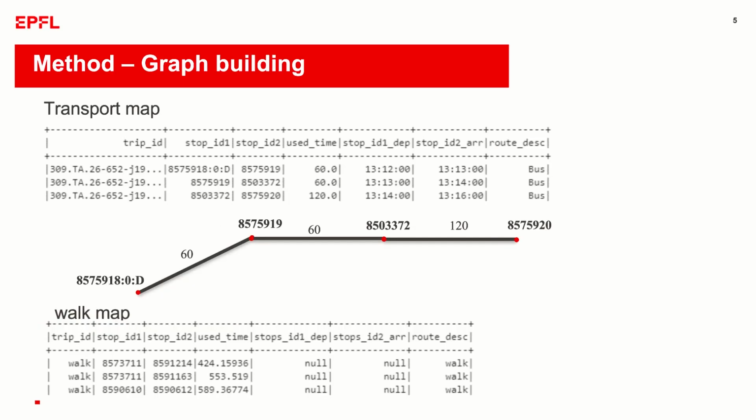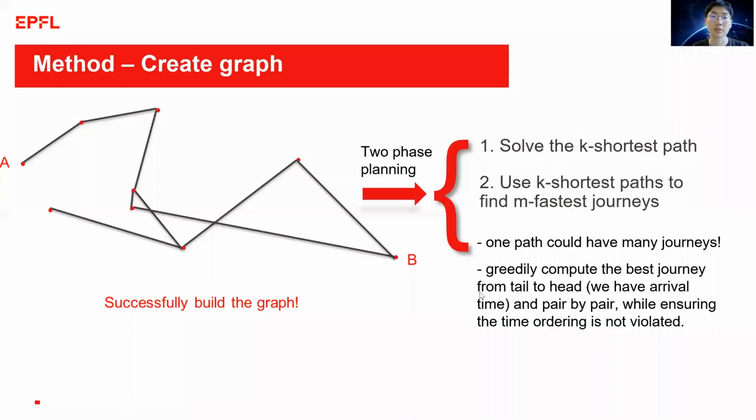The graph has the stops as its nodes and the connections between stops as its edges. The edges contain the time it takes to travel between the nodes as features. Our journey planning has two phases. In phase 1, we find the key shortest path, and in the second phase, we find M-fastest journeys based on the key shortest path.